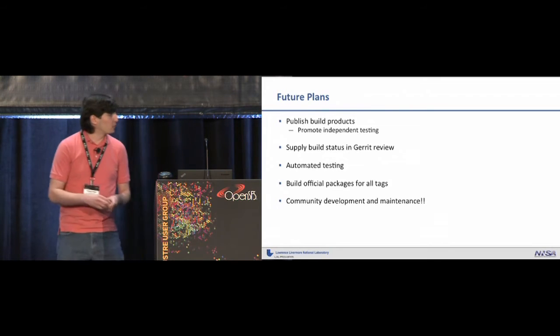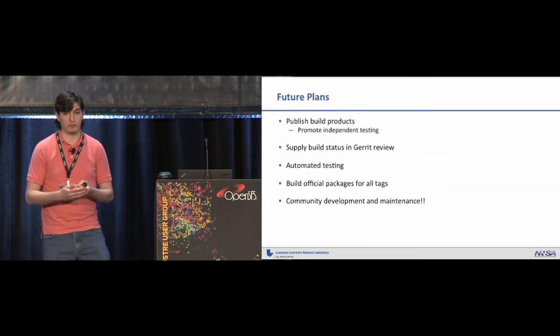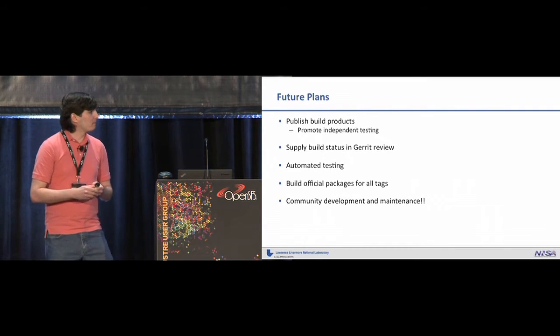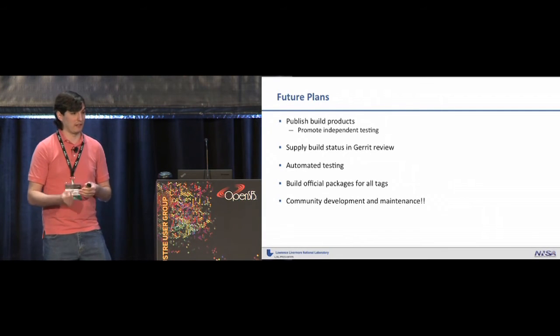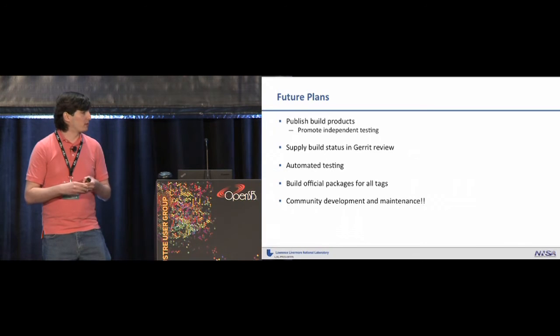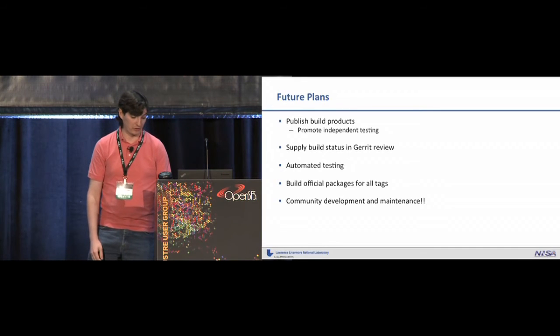So we have some future plans. We currently don't publish build products, but we are going to work towards that. We want to get the community involved in testing, so we'll publish RPMs and such once some of Chris's changes land as well. So if you have a specific feature you want to test before it's out there, you could. We want to supply build status on Gerrit, so you get that feedback all in one place. We want to automate some testing. And we want to eventually build the official packages for all the tags that come out. And we really want some community development and maintenance. It'll be a group effort, basically, and we strongly encourage that.